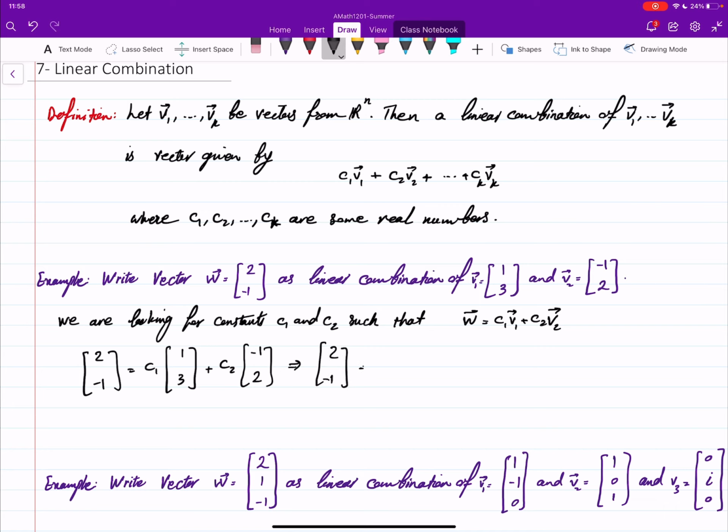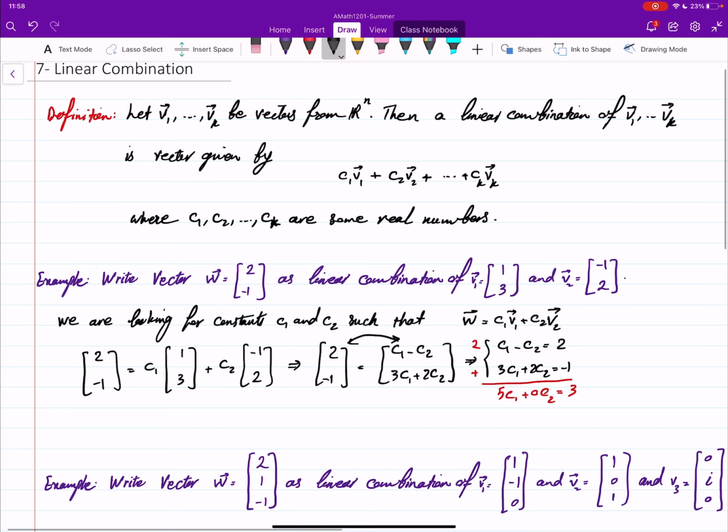Then, the left hand side is 2, negative 1. The right hand side, you multiply c1 inside, c2 inside, and then you add those two vectors, you get one vector. Now, I want to write this as two equations: first component equal to the first component, second component equal to the second component. Now, if I multiply the first equation by 2 and add that to the second equation, this will give me 5c1 plus 0c2 equals 3.